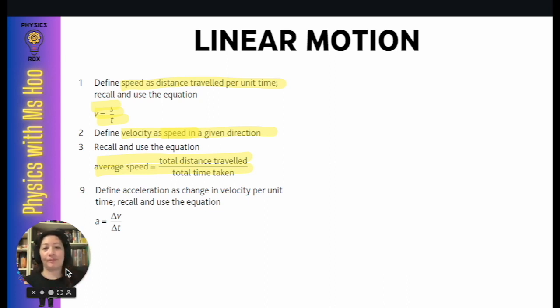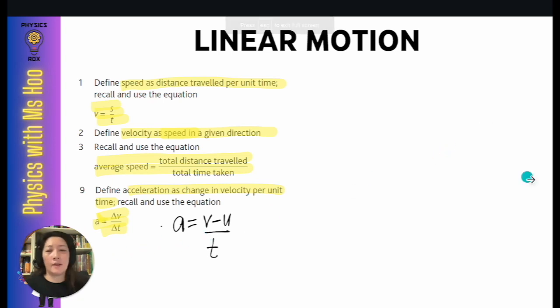You should also know that acceleration is the change in velocity per unit time. In symbols, the formula is a equals v over t, or as more commonly written, a equals v minus u over t, where v is the final velocity, u is the initial velocity, and t is the time taken for the initial velocity to become the final velocity.